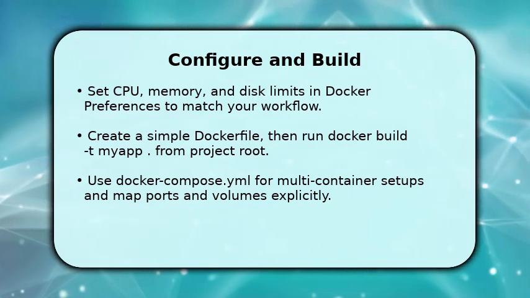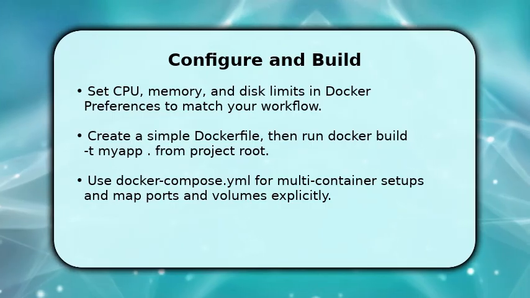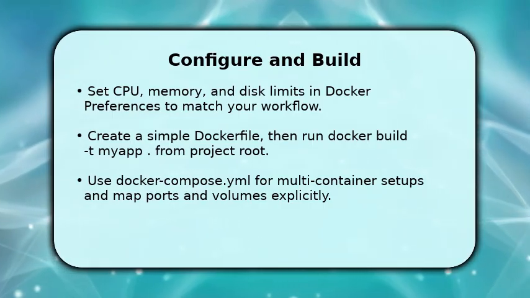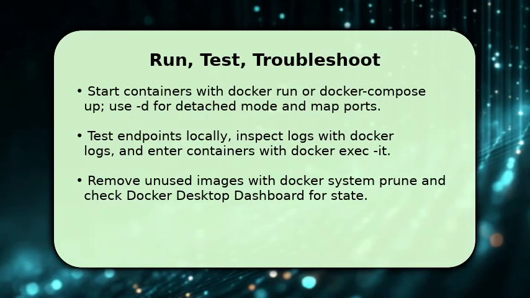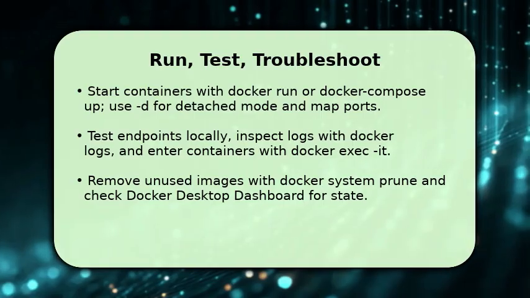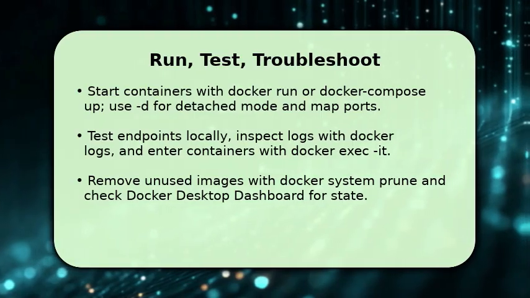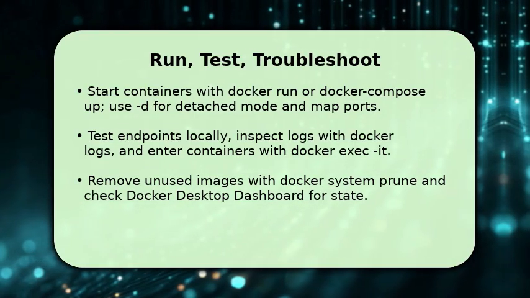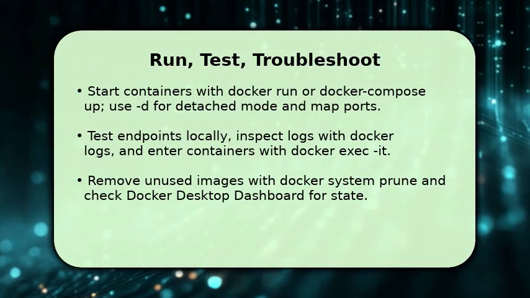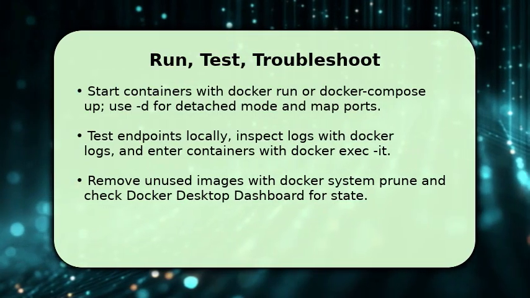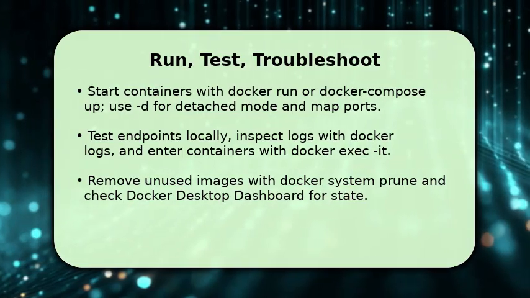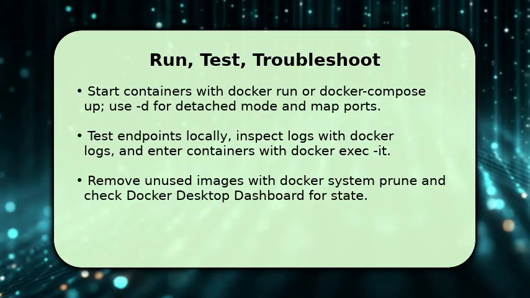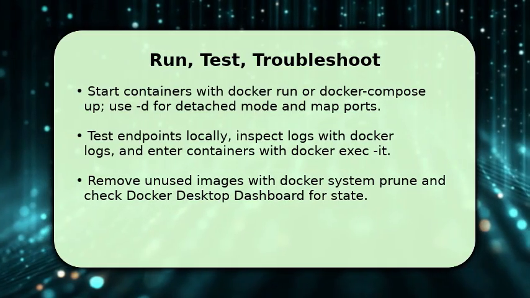You finish by running and validating containers. Use docker run -p 8080:80 -d myapp, or docker compose up -d to start services. Test endpoints in a browser or curl, inspect live logs with docker logs container, and jump inside with docker exec -it container /bin/sh to debug. When done, clean up with docker rm and docker system prune. If something goes wrong, check the Docker Desktop dashboard for resource errors.